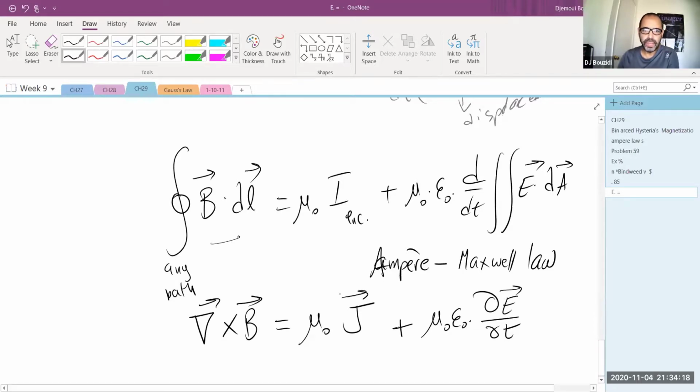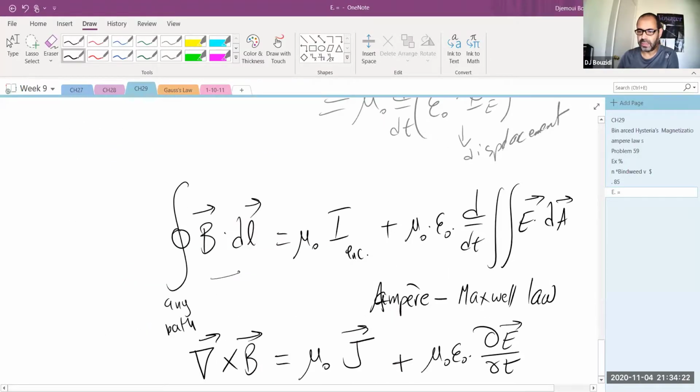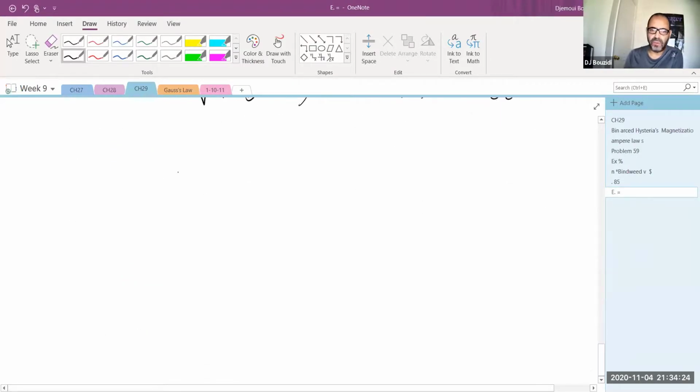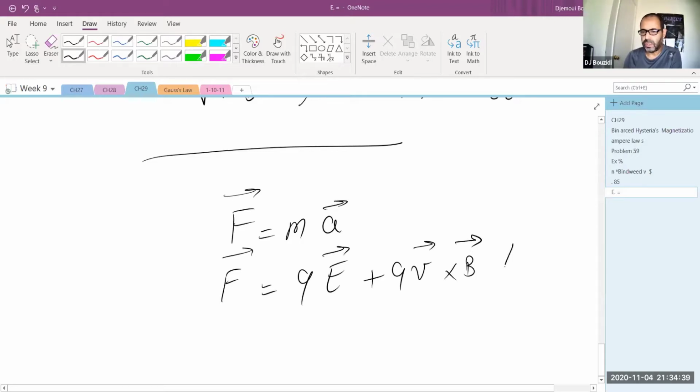We have the equations, let's start numbering them. Or actually, let me write all of them in the same place, okay? So this is a summary of the summary. F equals ma, this is Newton's law. F equals Q times E plus Q times V cross B. This is the Lorentz force. This is Newton.